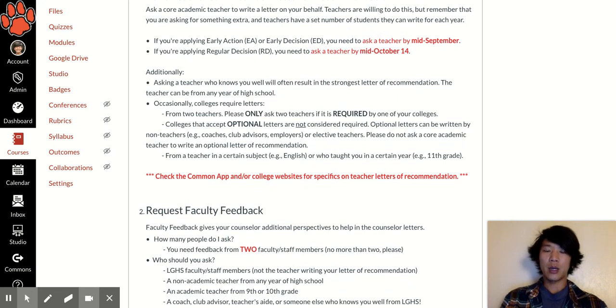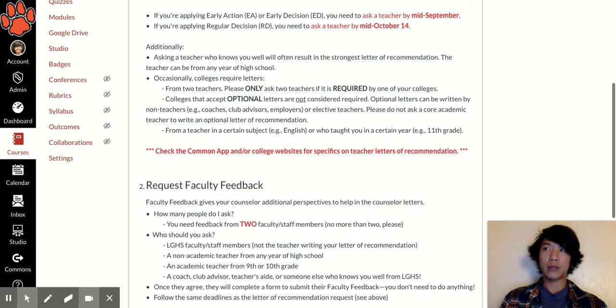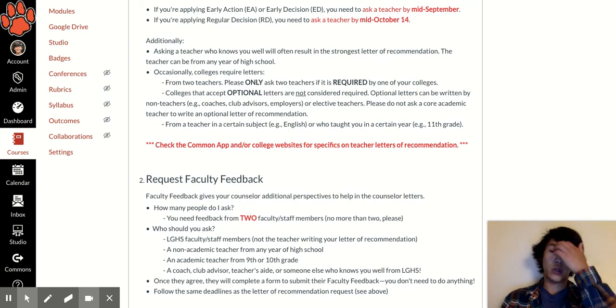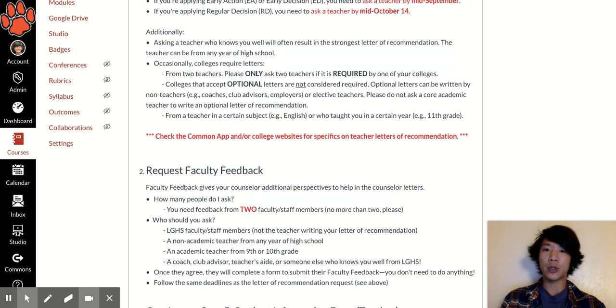Additionally, often asking a teacher that knows you really well, and not maybe just a teacher that you did well in their class, but somebody who can speak about you in a pretty broad context, will often write the best letters of recommendation for you. Here are some guidelines to help you choose which teacher you want to ask.